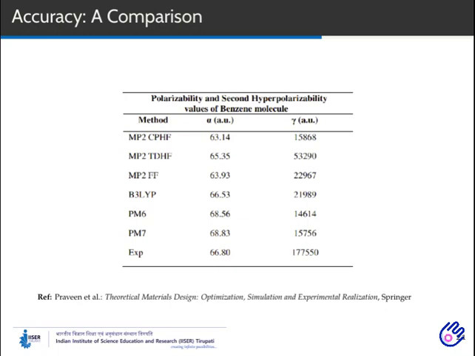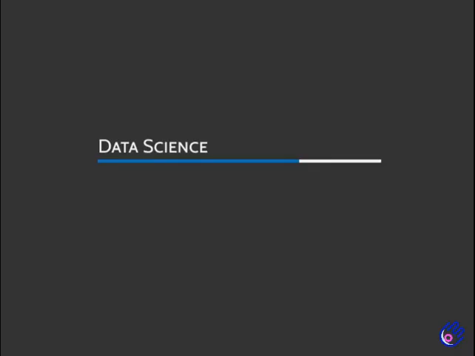This is because DFT and semi-empirical methods have been tuned over time. But in the case of hyperpolarizability calculations, almost all the methods underestimated the gamma value. This indicates that we still require new methods for solving systems with complicated physical phenomena. Let's move on to the data science part.